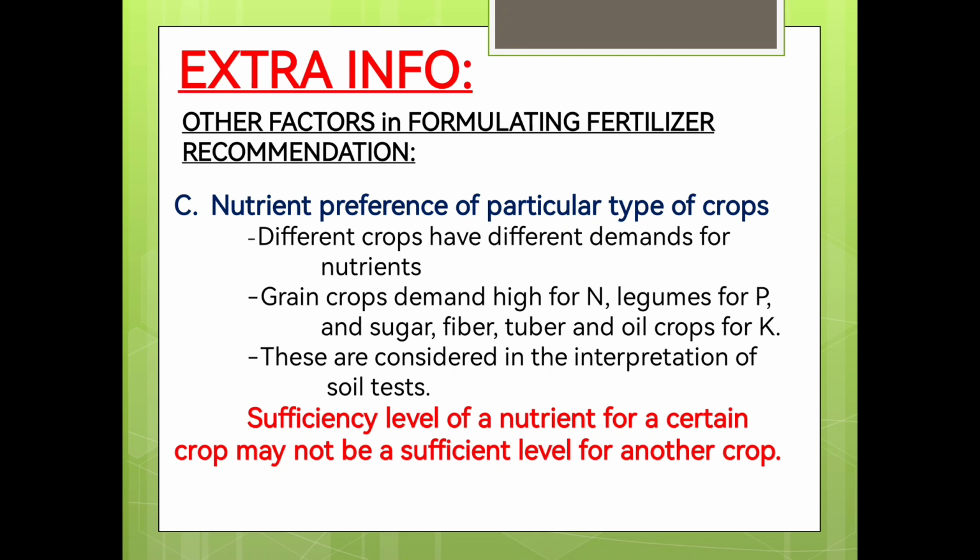So you need to consider it in the interpretation of soil test. So the sufficiency level of a nutrient for a certain crop may not be a sufficient level for another crop. Remember, there will be different critical nutrient levels for a particular crop. So for example, kung ang critical nutrient level ng saging ay ganito, hindi siya ibig sabihin na ganun din yung critical nutrient level ng mangga or ng iba't ibang crops. So you always have to check what are the nutritional requirements of each crop.